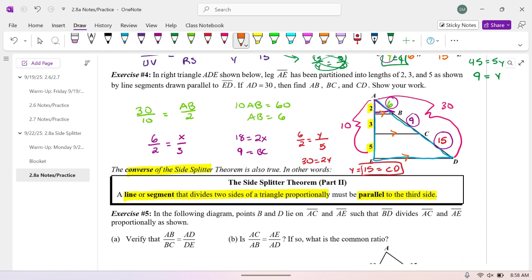All right, so sometimes they'll give you the proportionality, but not the parallel. Sometimes they'll give you the parallel, but not the proportion. Okay.